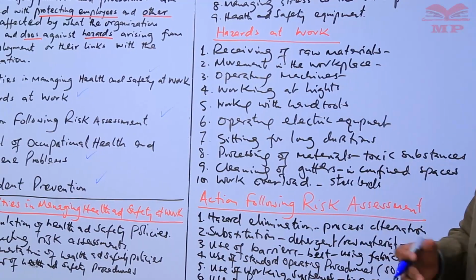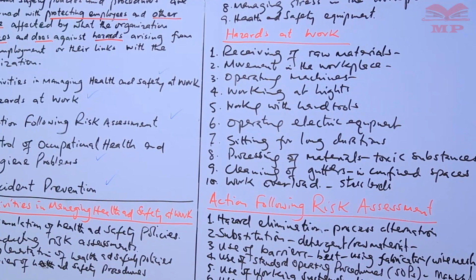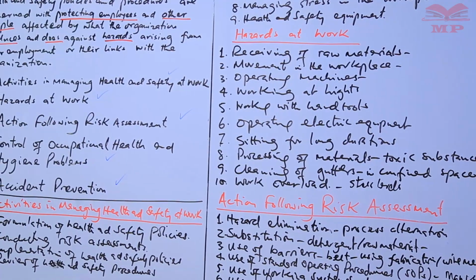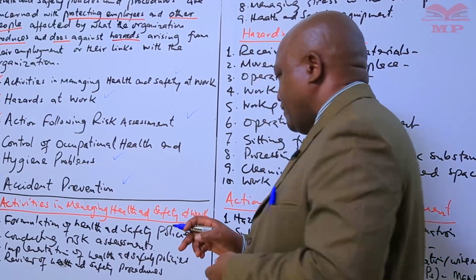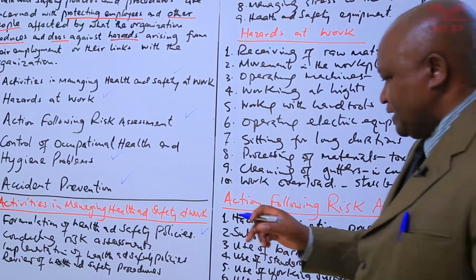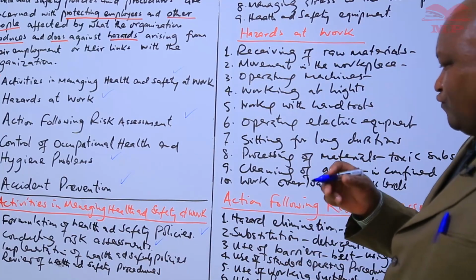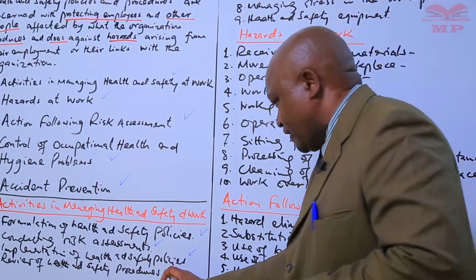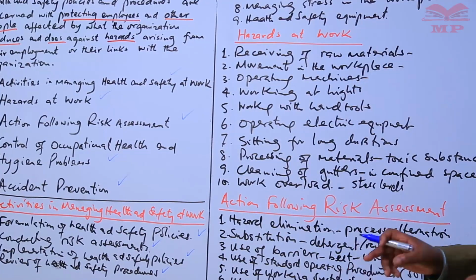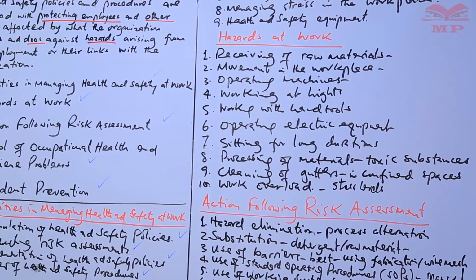So what did we look at when we looked at the activities in managing health and safety at work? Number 1, formulation of health and safety policies. Number 2, conducting risk assessments. Number 3, implementation of health and safety policies. Number 4, review of health and safety procedures. And then number 5, participation in health and safety committee work.